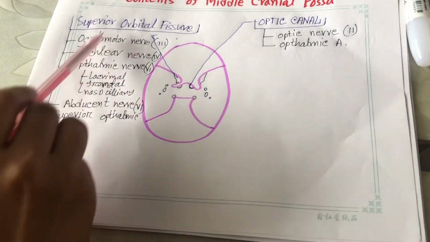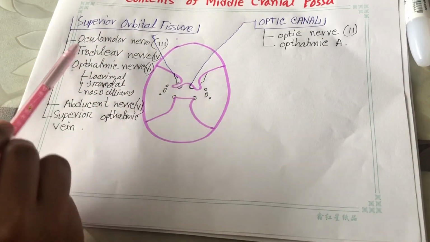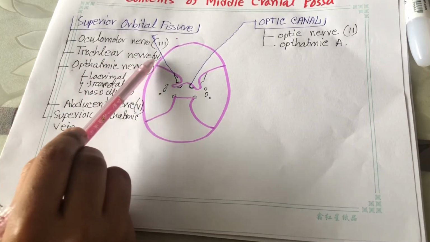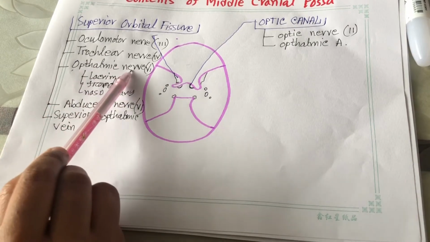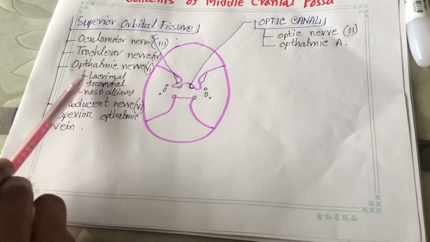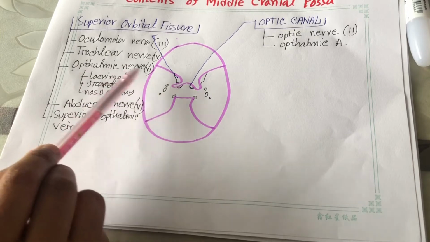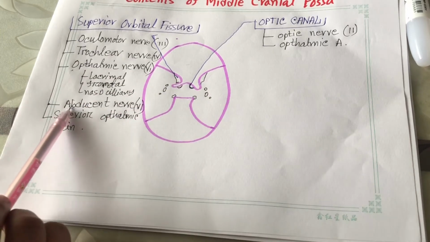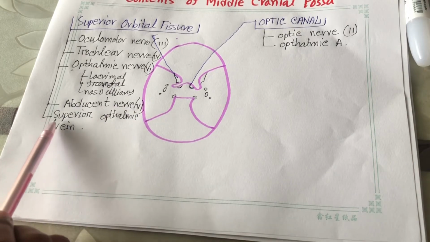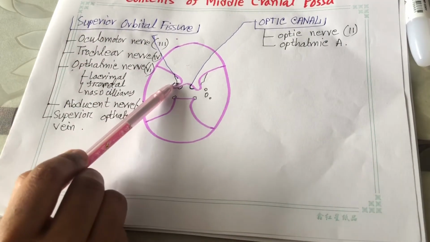So we can see so many important structures pass through the superior orbital fissure. These are oculomotor nerve or third cranial nerve, trochlear nerve or fourth cranial nerve, ophthalmic nerve, this is the branch of fifth cranial nerve, and lacrimal, frontal and nasociliary branches of ophthalmic nerve pass through this foramen. And then abducent nerve or sixth cranial nerve, and one vein, superior ophthalmic vein. All these structures pass through the superior orbital fissure.